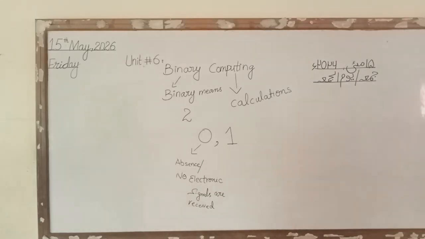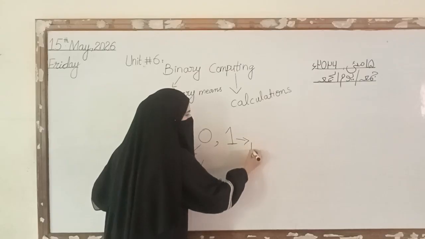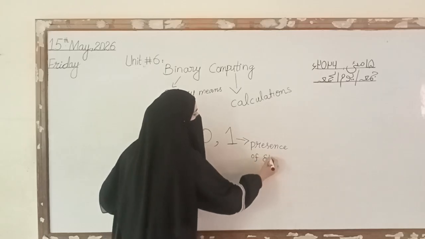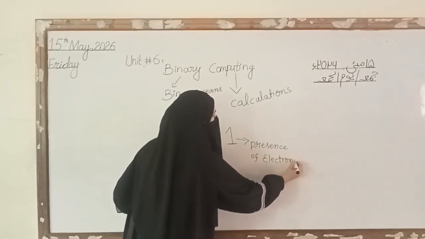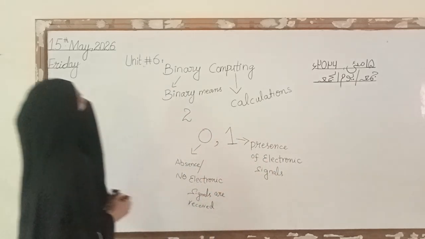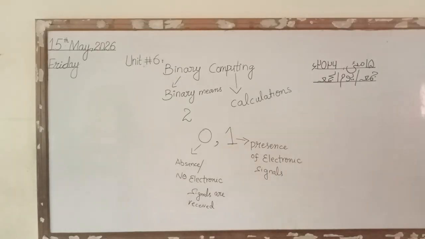Next we have 1. Who will explain what is the meaning of 1? Yes, 1 means presence of electronic signals. So binary means 2, which means 0 and 1. 0 means absence, no electronic signals are received, and 1 means presence of electronic signals.